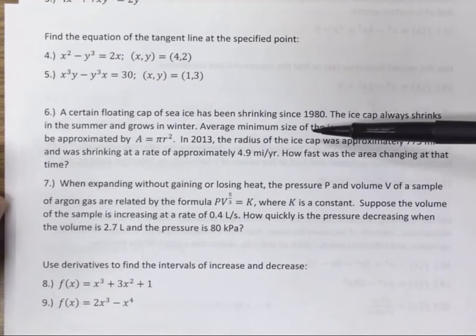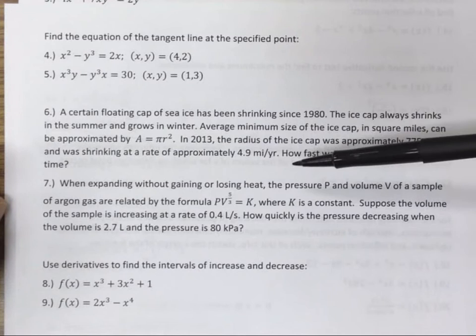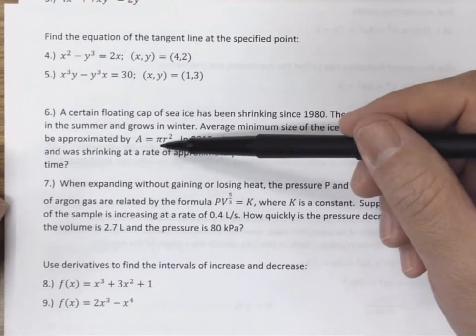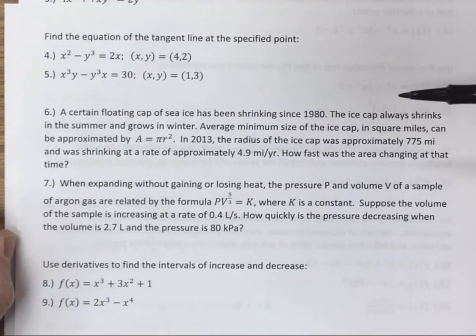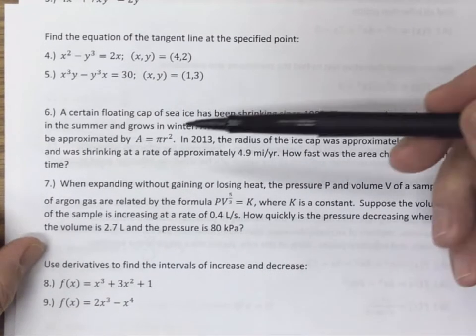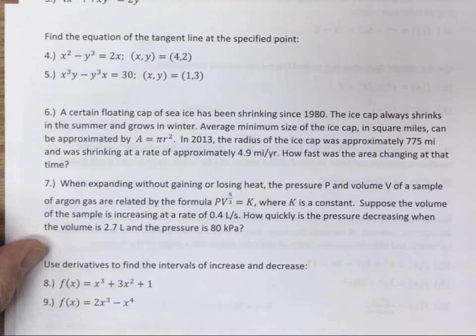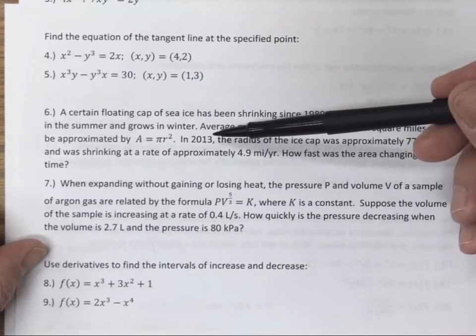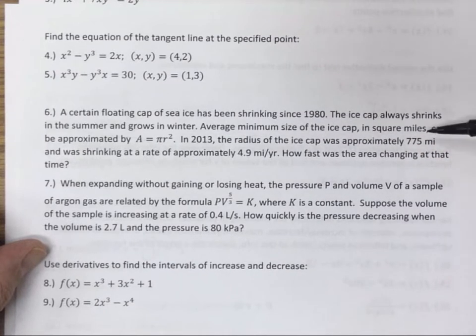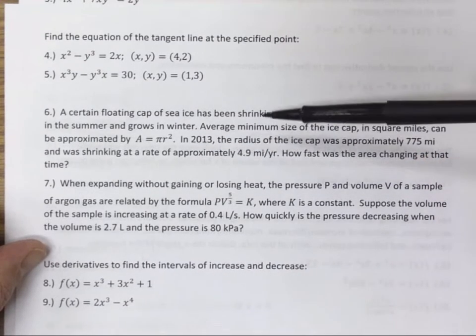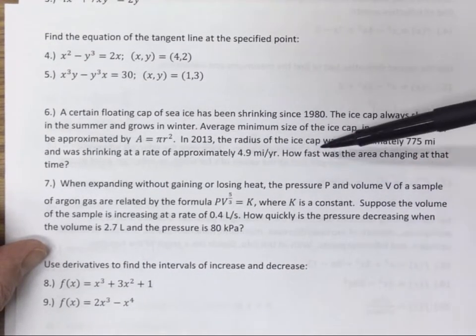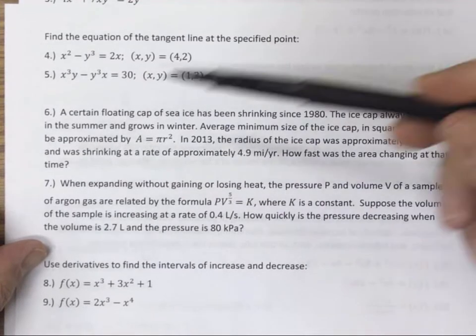So in other words, this must be sort of like a cone, and what they measure is the area, must be the area of the bottom of the ice cap, maybe the area that's sitting on the water. Because this actually is the equation for the area of a circle. So the bottom of it must be like a circle. So in 2013, the radius of the ice cap was approximately 775 miles and is shrinking at a rate of approximately 4.9 miles per year. How fast was the area changing at that time?